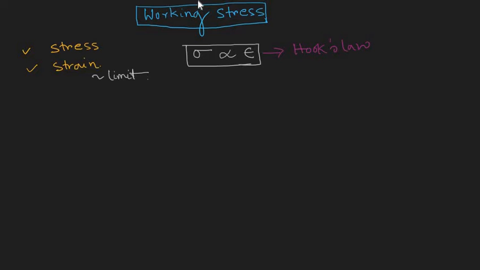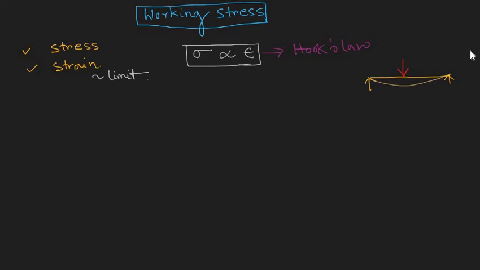Simple. If you have a structure like this, just consider a simple beam. This is the beam, and now you are applying a load like this. As a result of this application, what will happen? Simply the beam will deflect. So after deflection, this is the beam.